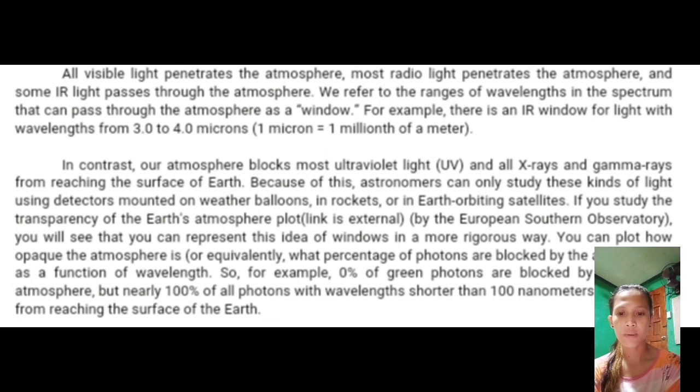If you study the plot of the transparency of the Earth's atmosphere by the European Southern Observatory, you will see that you can represent this idea of windows in a more rigorous way. You can plot how opaque the atmosphere is, or equivalently, the percentage of photons blocked by the atmosphere as a function of wavelength. For example, 0% of green photons are blocked by the Earth's atmosphere, but nearly 100% of all photons with wavelengths shorter than 100 nanometers are blocked from reaching the surface of the Earth.